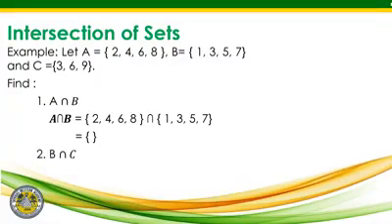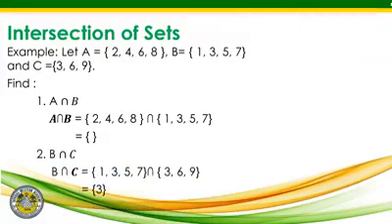So if we are going to write all the elements of set B and set C, it becomes {1, 3, 5, 7} intersection {3, 6, 9}. And you will notice in our given that the common element is 3. So therefore, B intersection C is equivalent to {3}.